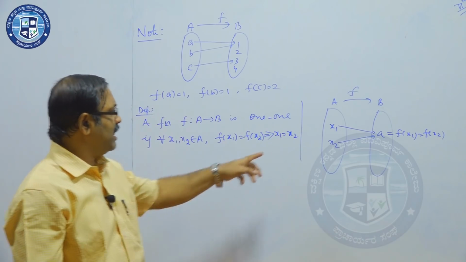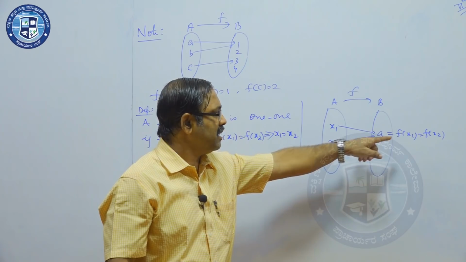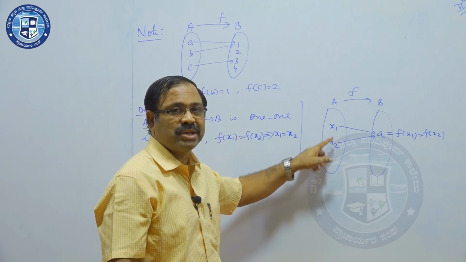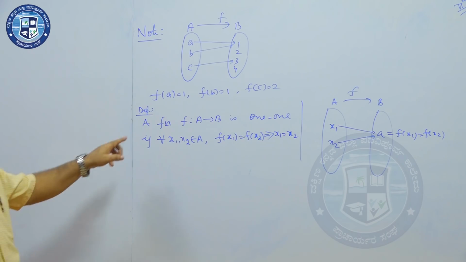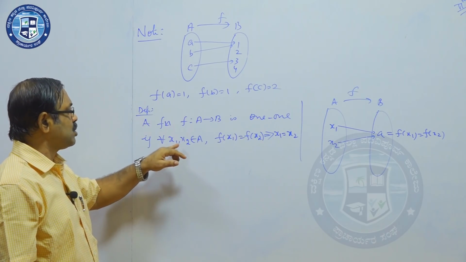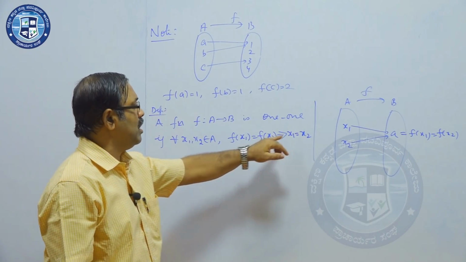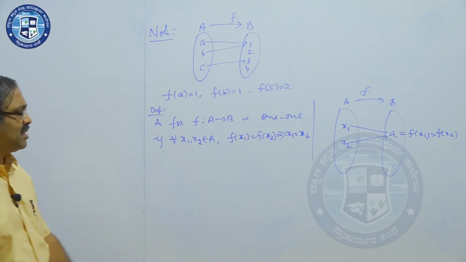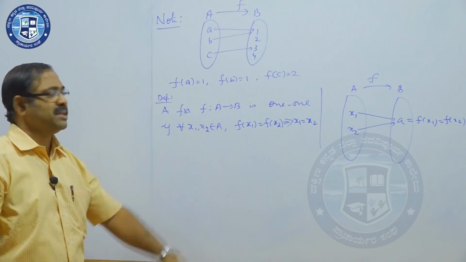So if we write f of x1 is equal to f of x2, this expression implies the images are equal, with pre-images x1 and x2. So if x1 is equal to x2, then the function is said to be 1 to 1. So a function f from A to B is 1 to 1 if for all x1, x2 belonging to A, f of x1 equal to f of x2 implies x1 is equal to x2. While solving problems, we generally verify the 1 to 1 condition of a function by using this definition.